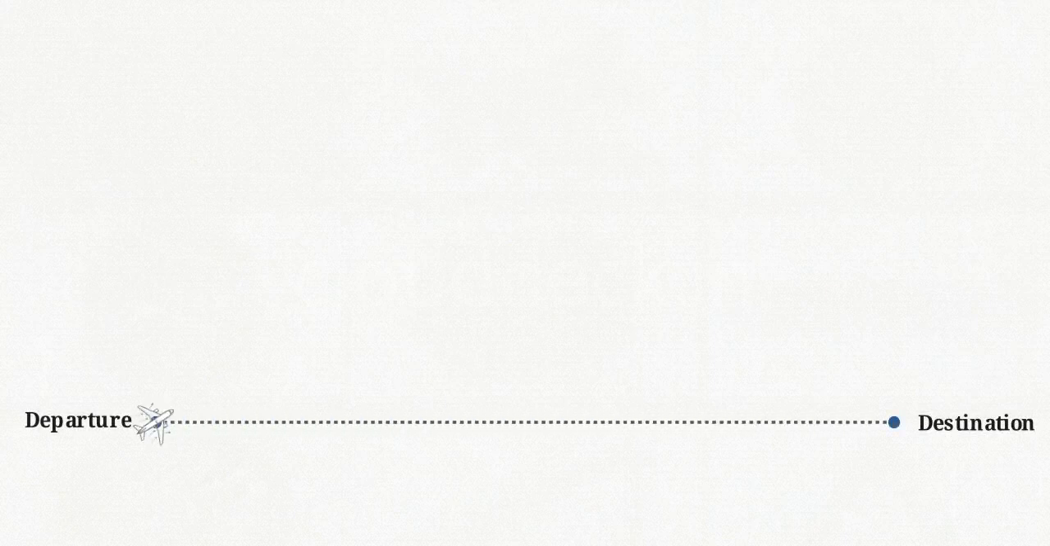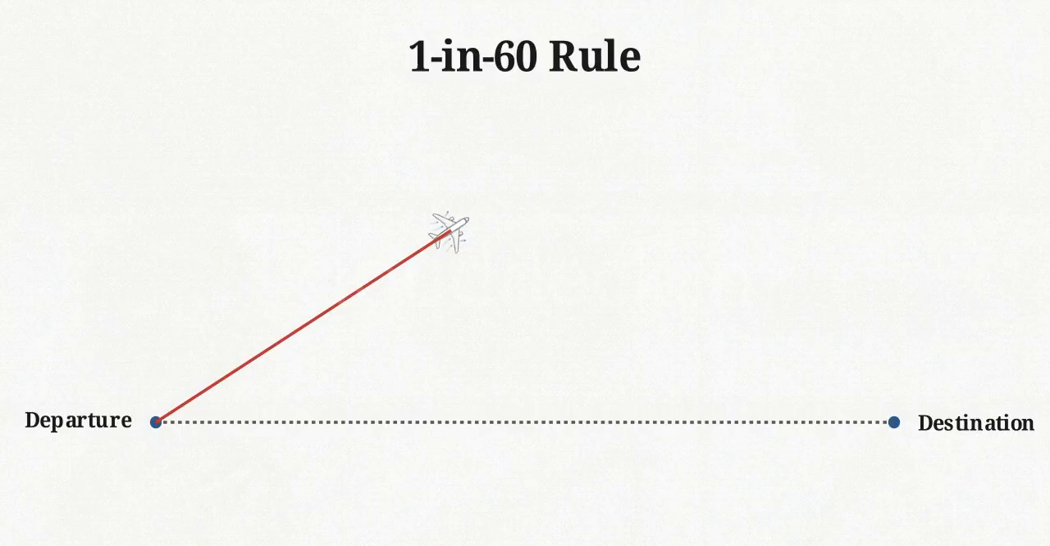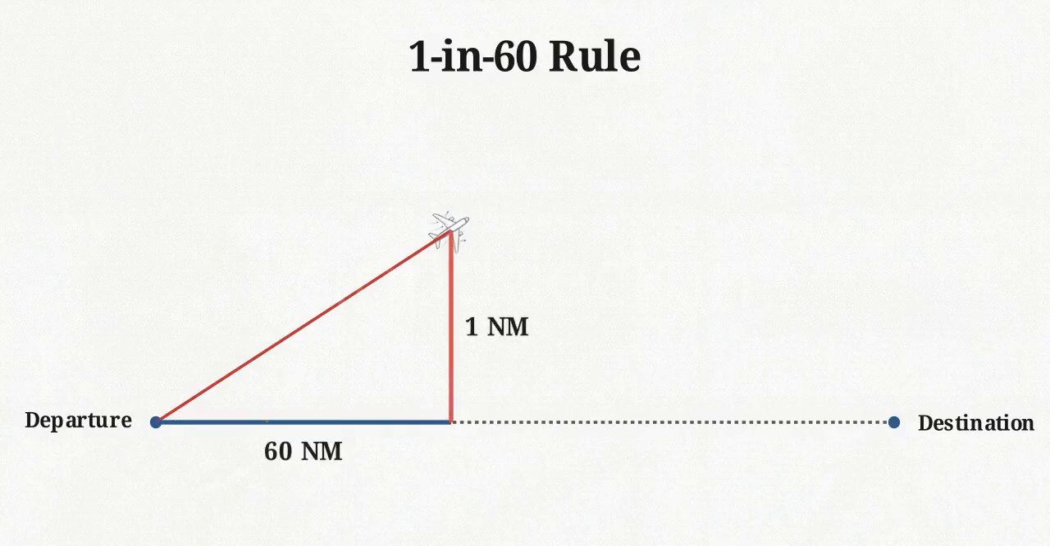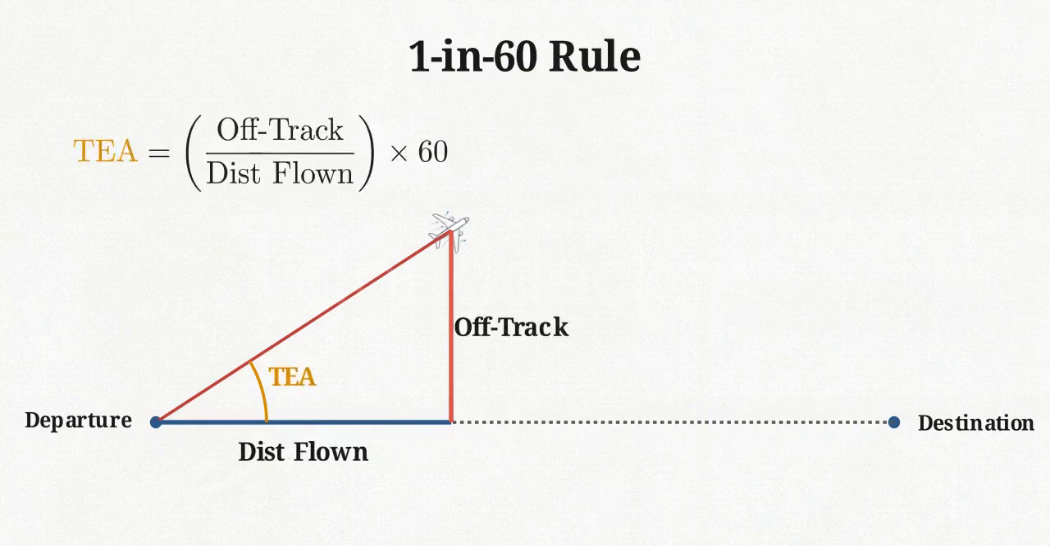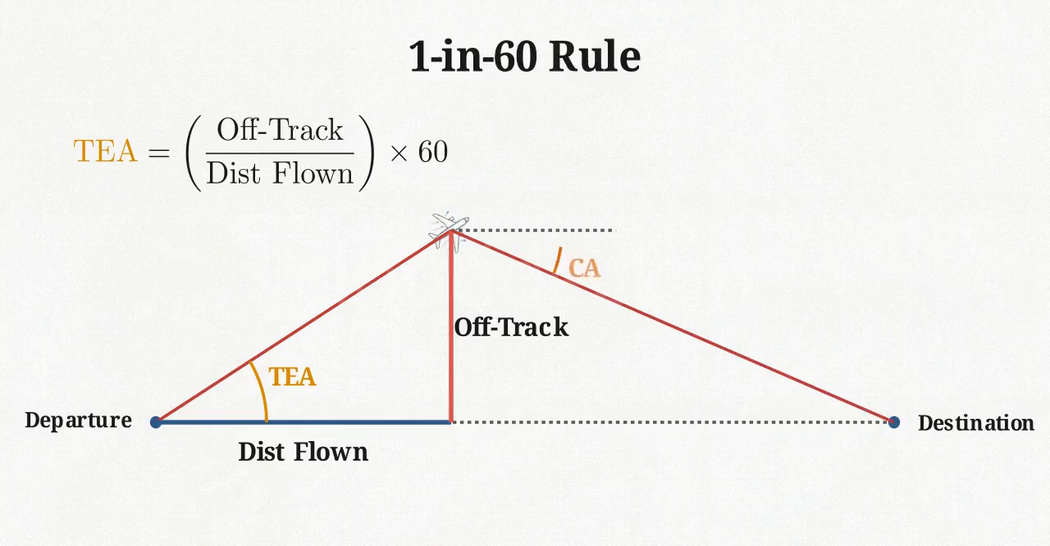Even with perfect planning, winds change and you drift off track. To fix mid-air errors, we use the 1 in 60 rule. This relies on the small angle approximation. For every 60 nautical miles flown, being exactly 1 nautical mile off track equals 1 degree of error. We use this to find the track error angle. You take your distance off track, divide it by your distance flown, and multiply by 60.